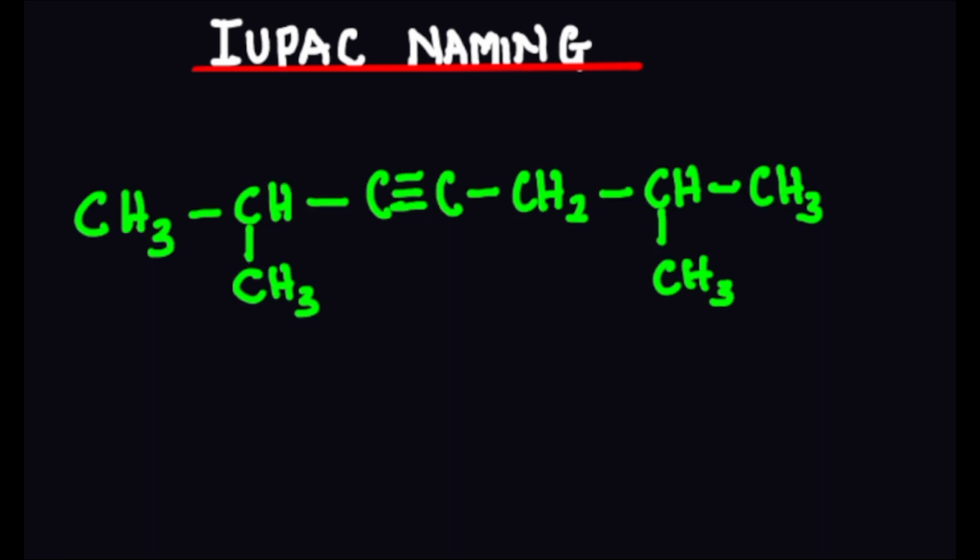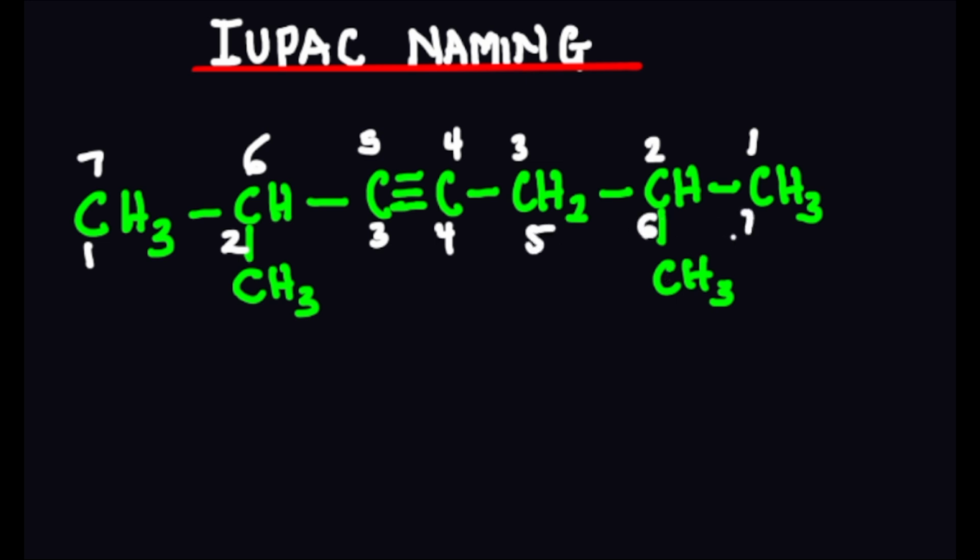Now let's take a look at this compound. So let's check for the longest carbon chain. 1, 2, 3, 4, 5, 6, 7. So let's consider this straight chain form, right? So we're going to number forward and backward. We're going to have 1, 2, 3, 4, 5, 6, 7, and backward 1, 2, 3, 4, 5, 6, 7.